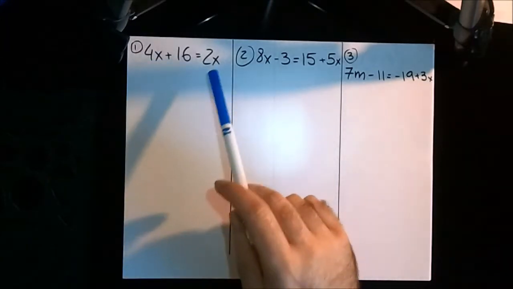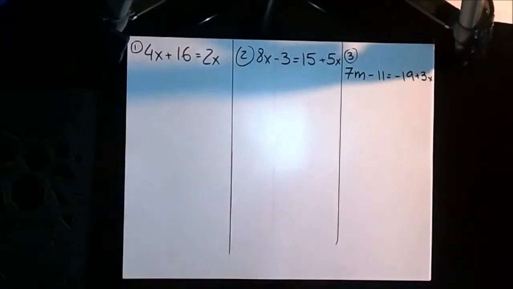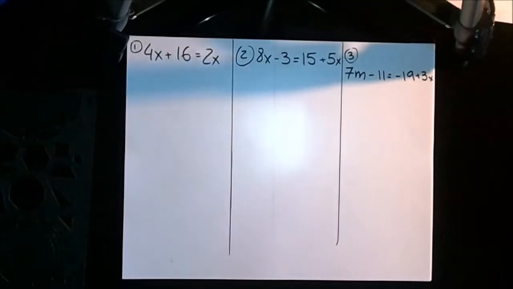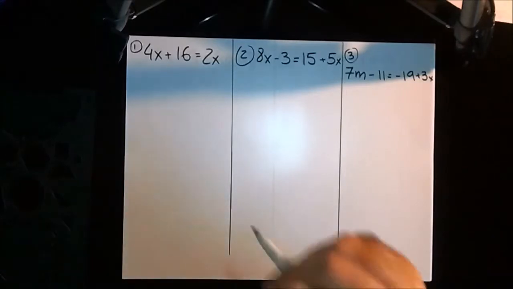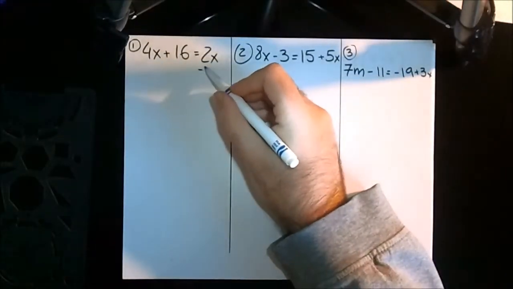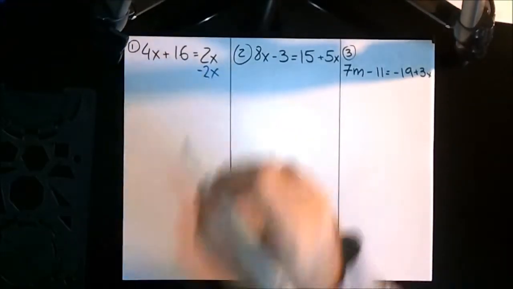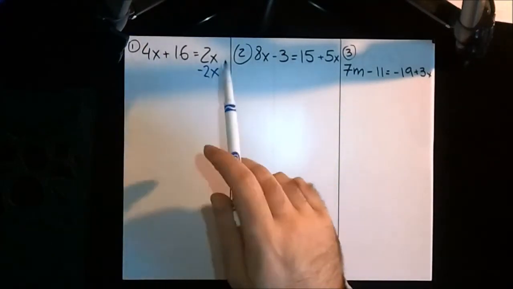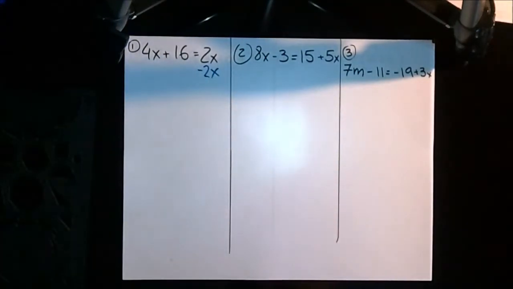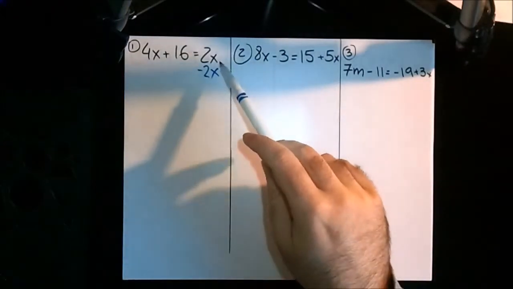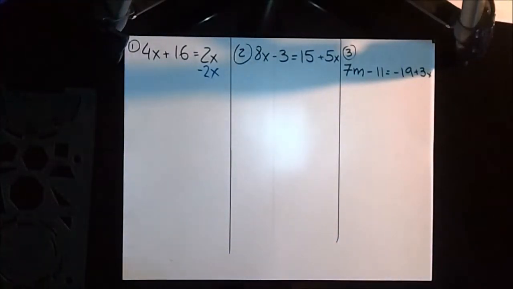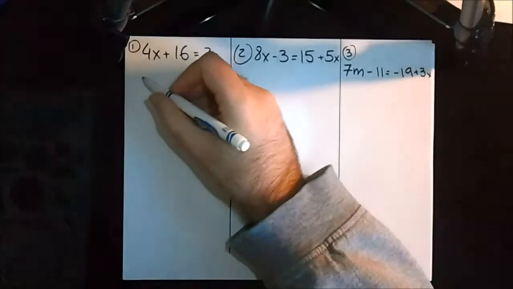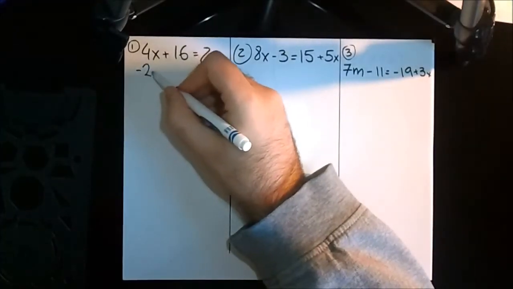4x, 2x, coefficient of 4, coefficient of 2. 2 is smaller, so my choice is to get rid of this one and keep my variables on the left side in this case. But once again, you can always choose to keep the variables on this side and eliminate that one, so you do have that choice. To get rid of a 2x, I take away 2x from that side, and of course I got to do it from the other side as well.